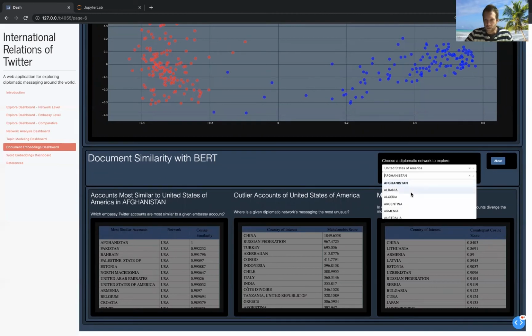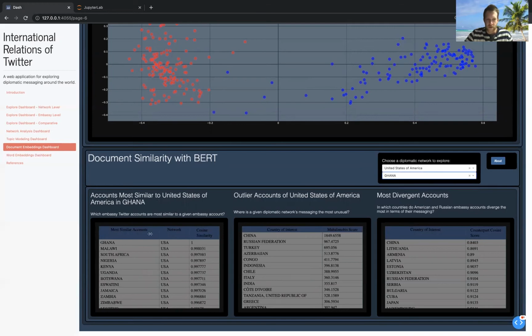So if I choose a country, let's say Ghana, it says the most similar accounts to Ghana, or America's presence in Ghana, would be Malawi, South Africa, Nigeria, Kenya. Qualitatively, this makes a lot of sense. And the fact that we were able to achieve these results with math is quite amazing. The power of NLP and the power of BERT. So we can also look at outlier accounts, and we can also look at which accounts are the most divergent.